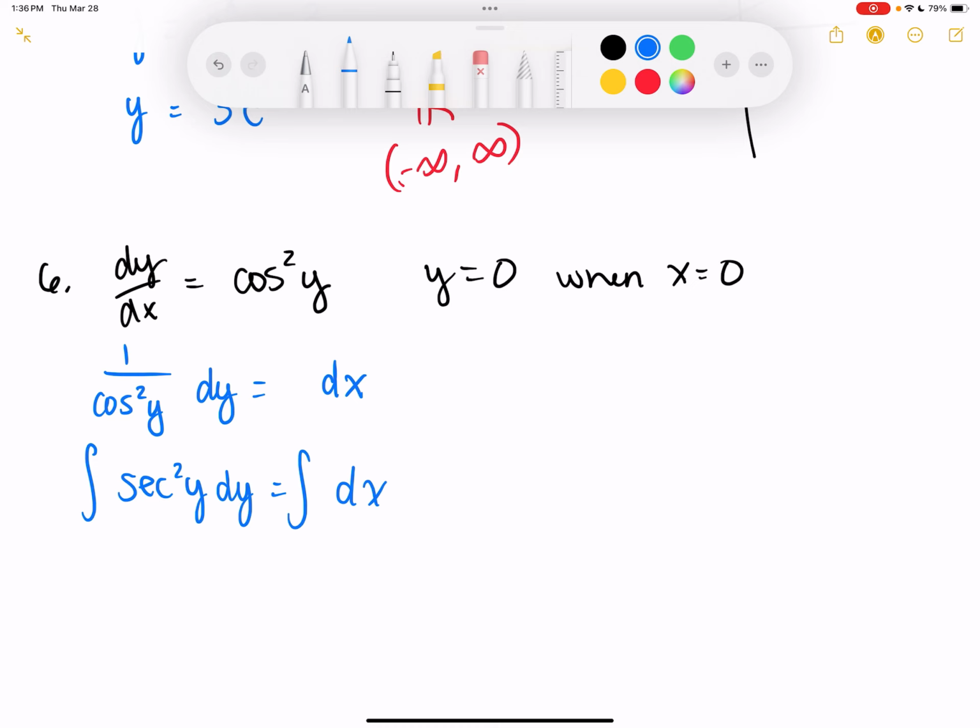Tangent. So I'm going to have tangent of y is equal to what? Plus C. What's the antiderivative of 1? Oh, x. So x plus C. That's right. You did say there was an imaginary one.